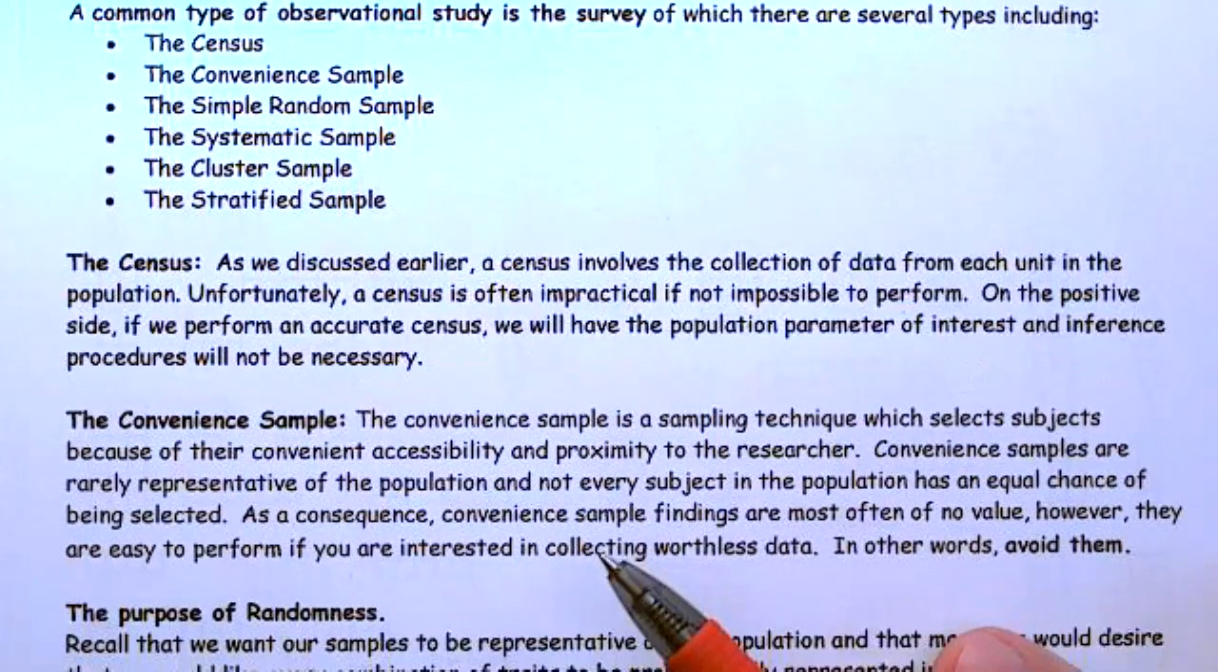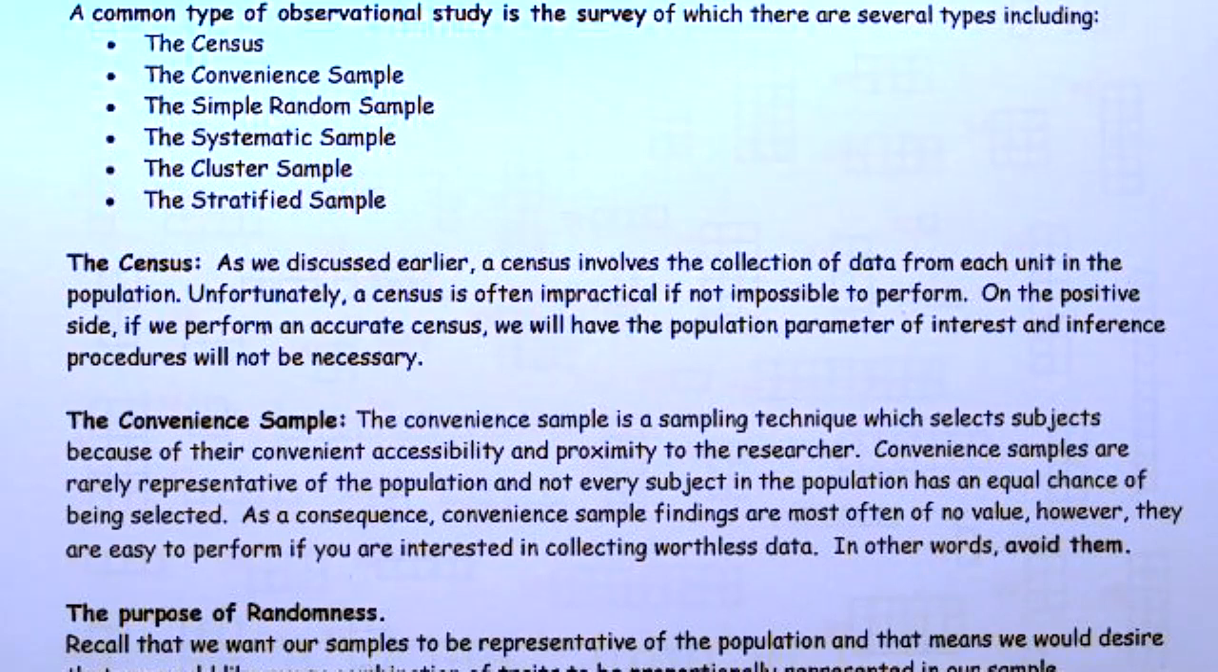The census, as we discussed earlier, involves the collection of data from each unit of the population. In other words, we surveyed everybody. We asked everybody their age, their eye color, or their height, or their weight, or all of the above. But as we discussed previously, it's often impossible, if not impractical, to perform. On the positive side, if we perform an accurate census, we'll have the population parameter of interest, and inference procedures will not be necessary. So if we can carry out a census, we don't really have need for a statistics class, because we know the actual measure of the population. We don't need to make generalizations about it.